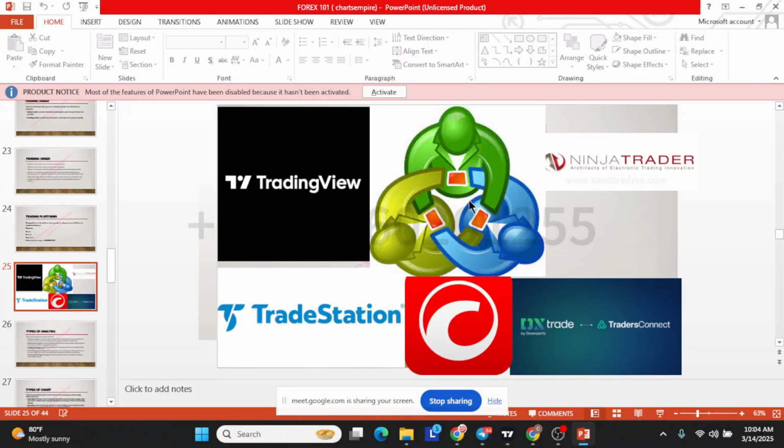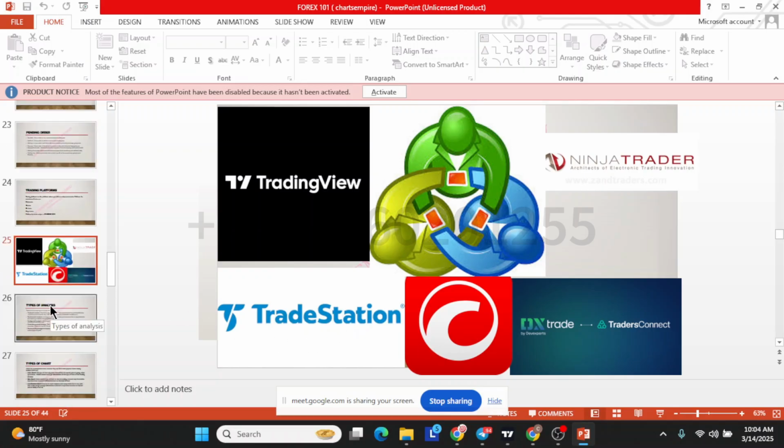So these are various platforms that we have. Their logo: Trading View, MetaTrader, Ninja, DXTrade, CTrader, TradeStation.